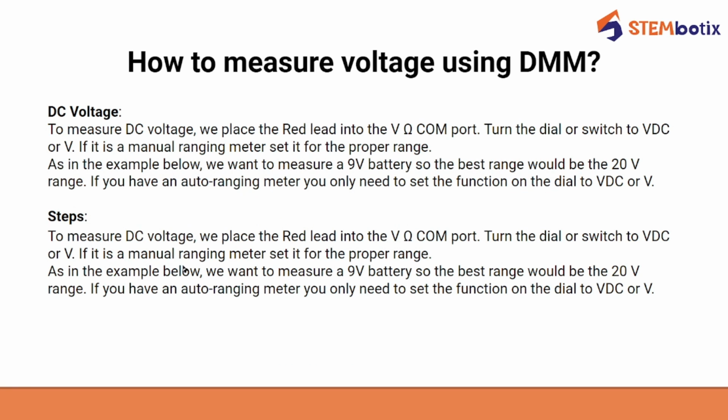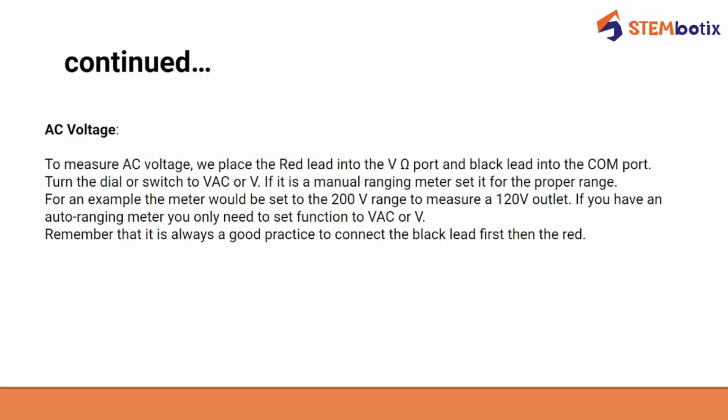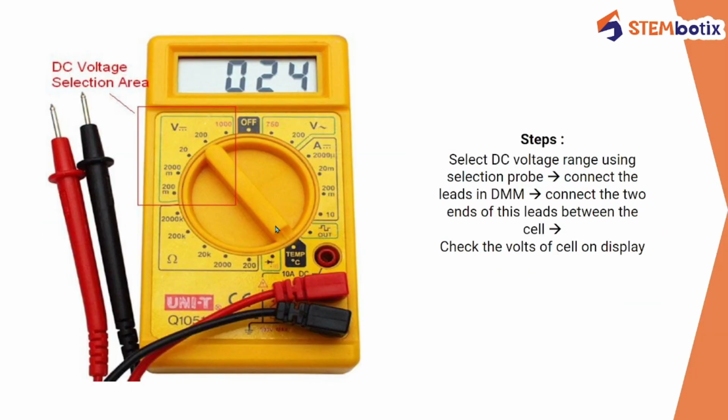So now after connecting both ports, we have a 9-volt battery. Here we will select this panel area using the selection probe. This is a selection probe, which you have to turn in the anti-clockwise direction.